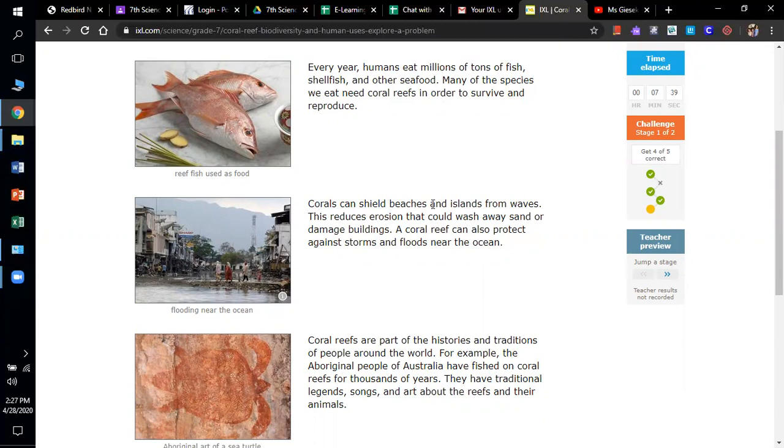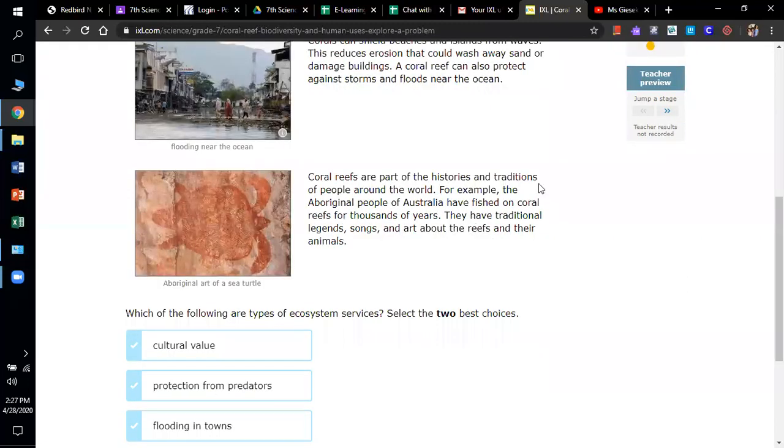Corals can shield beaches and islands from waves. This reduces erosion that could wash out sand or damage buildings. A coral reef can also protect against storms and floods near the ocean. Coral reefs are part of the histories and traditions of people around the world. For example, the Aboriginal people of Australia have fished on coral reefs for thousands of years. They have traditional legends, songs, and art about the reefs and their animals.